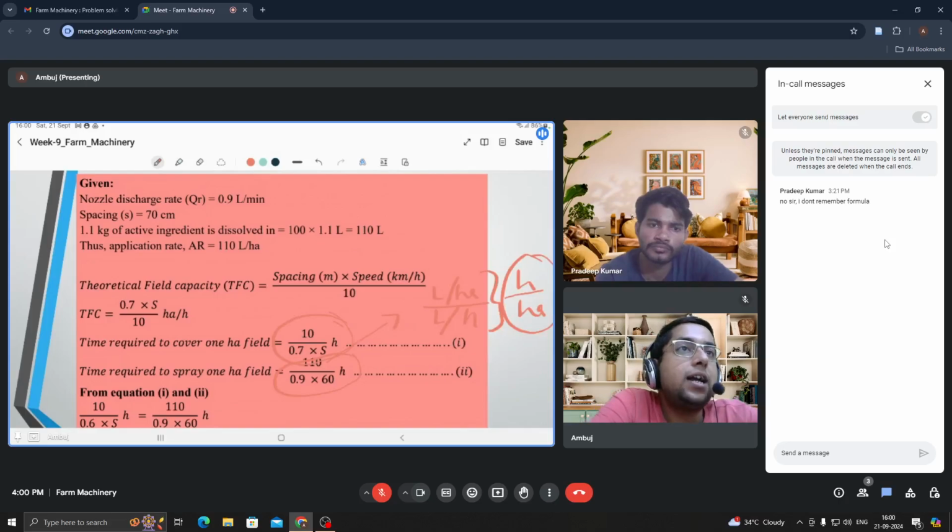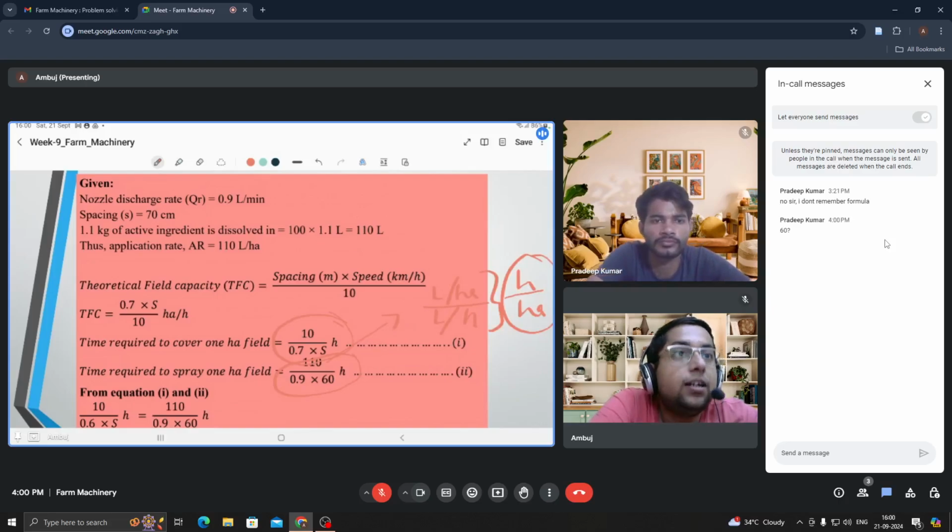So I have equated hours only. These hours can be directly calculated by this formula, S into W divided by 10, that will give me the theoretical field capacity. Inverse of that would be hours per hectare. For 1 hectare, those many hours are there. So 10 upon 0.7 into S, that would be my first equation.